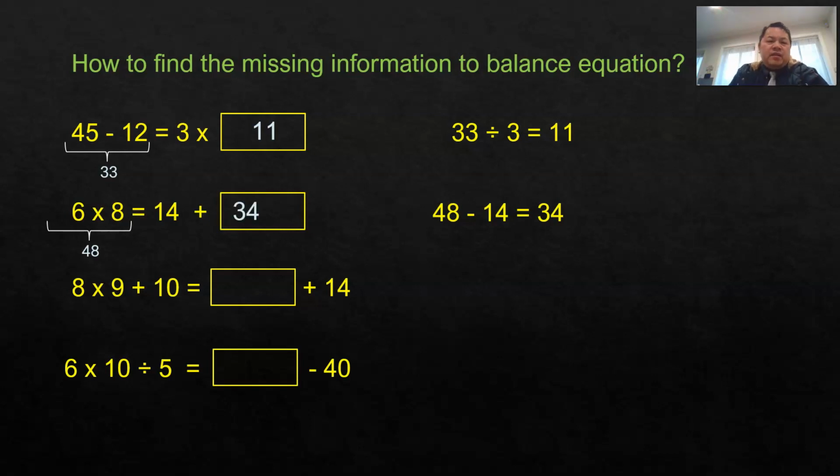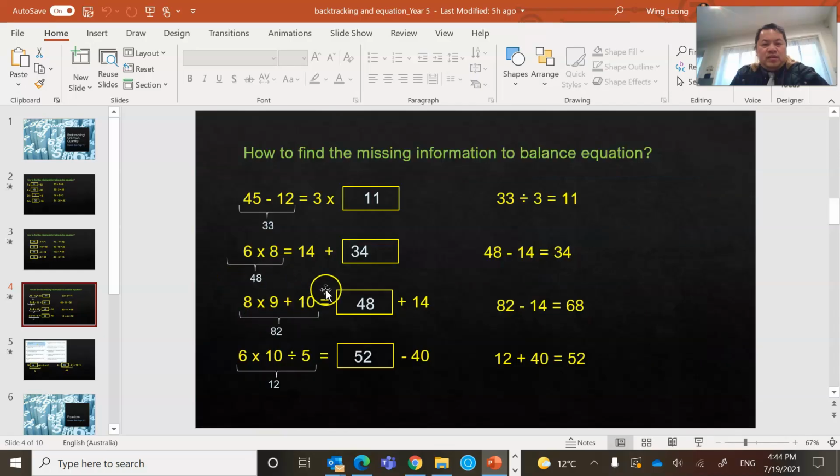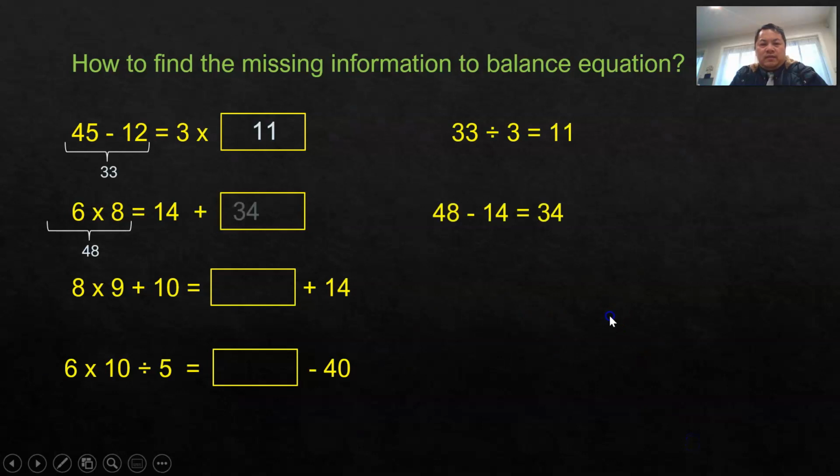And then same thing here. 8 times 9 plus 10, I get 82. So what plus 14 will give me 82? So it's 82 minus 14, which is 68. Oh, there's an error here. It should be 68 instead, isn't it? Okay, apologies. Next.